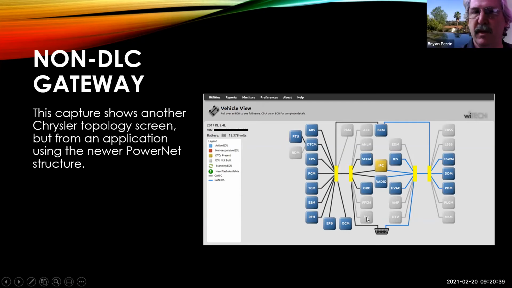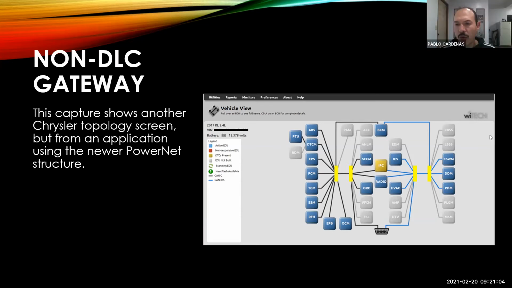So here in the black is one network. The blue is another network. The stuff that is in gray is optional modules. So those are modules that are not on this vehicle. So if we see it grayed out on the topography, that's all the optional stuff. Those are the bells and whistles this customer didn't buck up for.